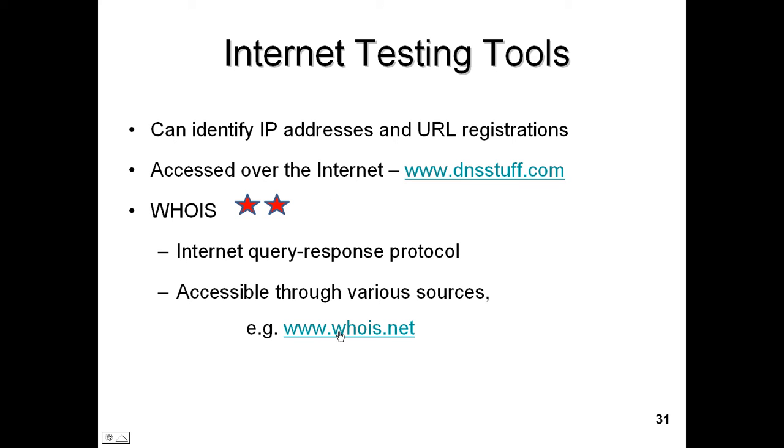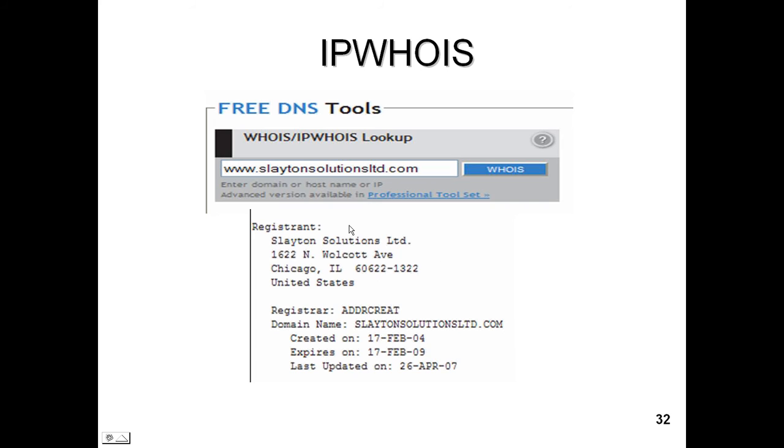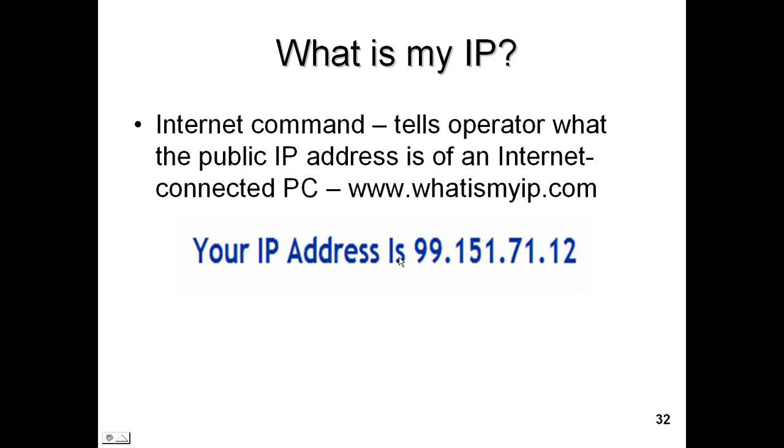You can go to whois.net. There are a number of places on the internet that perform the whois query for you. Now, IP whois, you see here, which is what I just showed you, you can do it with a URL, or you can do it with an IP address.